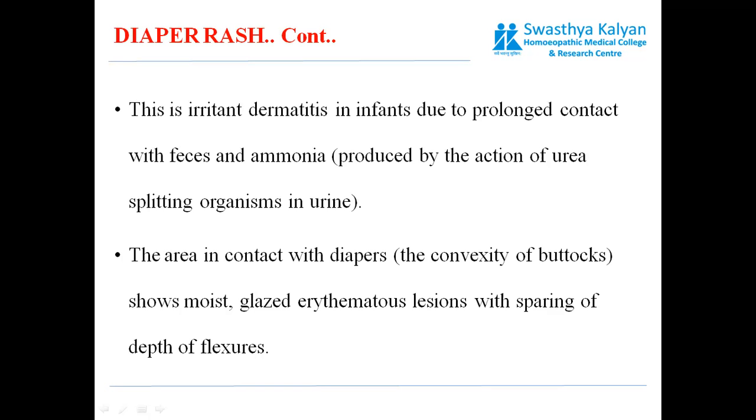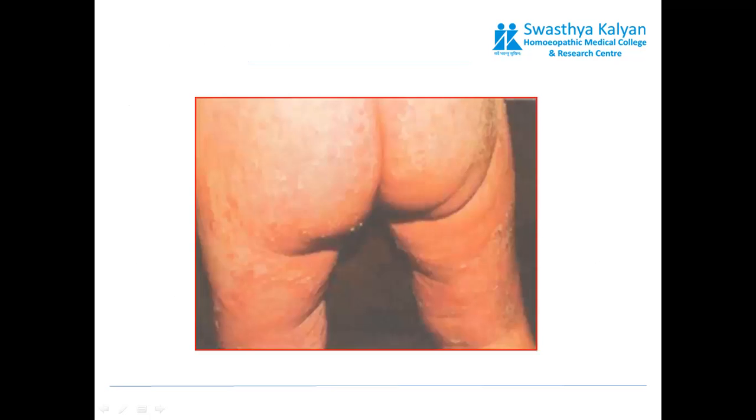So the area which is in contact, that is the convexity of the buttocks, that particular area of the skin shows moist erythematous glazed lesions with sparing of the depth of the flexures. This is the exact image of diaper dermatitis or diaper rashes. And diaper rashes are more common in infants and young children up to 2 years or less than 2 years. But it is more prominent in the neonates up to 1 month of age. And diaper rash is more common in artificially fed babies, bottle fed babies.